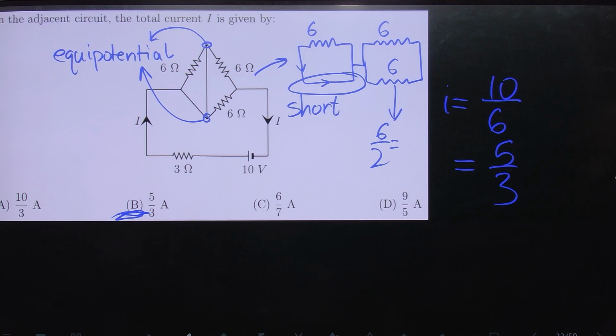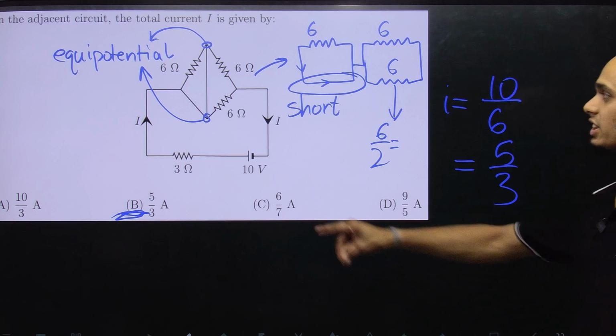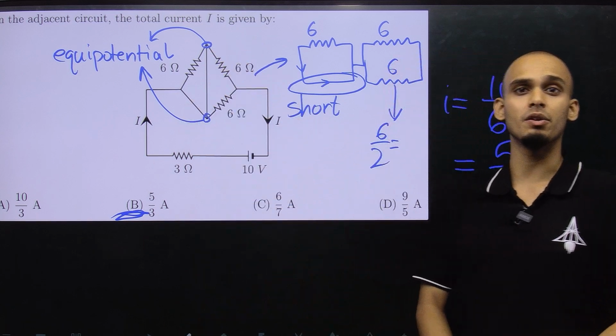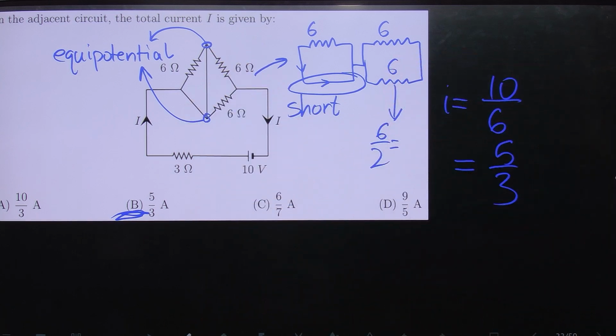Again, very easy. If you look carefully at the circuit for 2 seconds, you will easily be able to imagine bringing equipotential points together and shorting the 6 ohm resistor also.